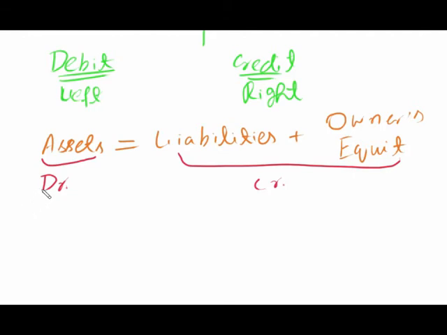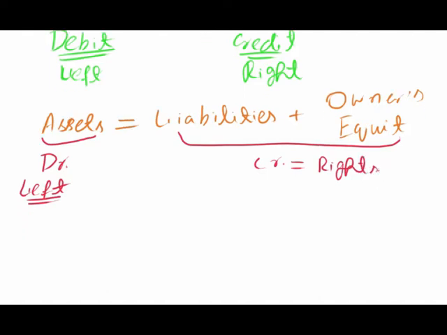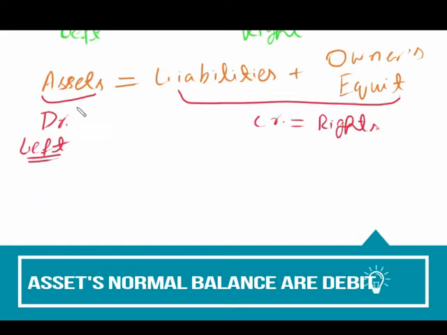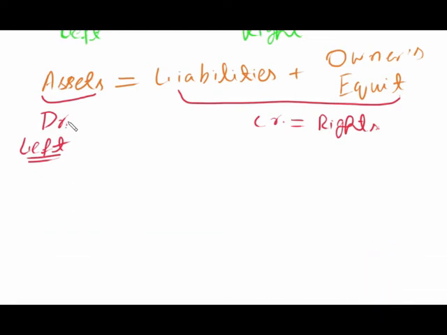If we see the accounting equation, asset is on the left side, so we are going to debit it, and liabilities and owner equities are on the right side. Here we must understand that assets have the normal balance of debit balances, and liabilities and owner equity accounts have the normal balance of credit balances.